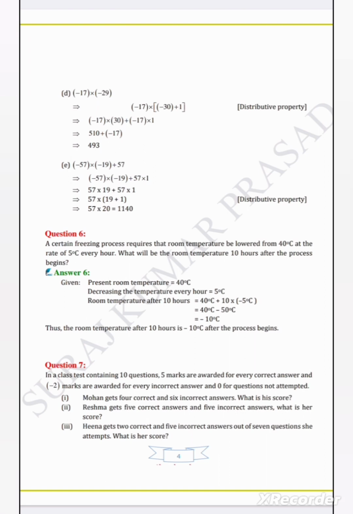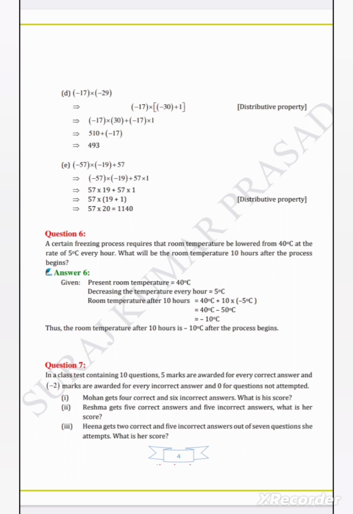And D. Minus 17 into minus 29. Let minus 17 be aside, and minus 29 can be written as minus 30 plus 1, so that it is multiplied with both minus 30 and plus 1. Minus 17 into minus 30 plus minus 17 into 1. Minus 17 into minus 30 we get 510, plus minus 17 into 1 is minus 17. 510 plus into minus we get minus 17. 510 minus 17 is equal to 493.